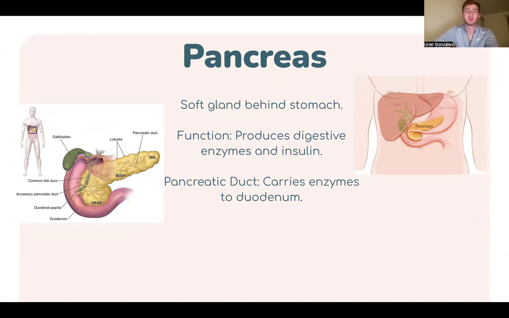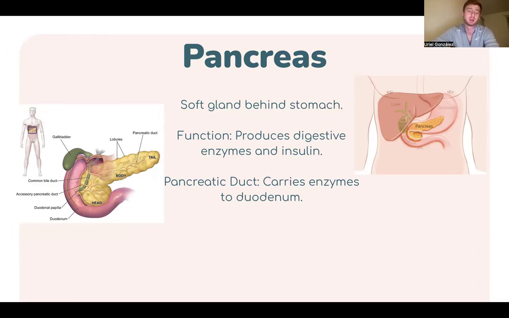Then we have the pancreas. Behind the stomach, it's pancreas, or páncreas, it sounds literally the same. It's long and flat and plays a key role in both digestion and blood sugar regulation. It produces digestive enzymes that go into the duodenum through the pancreatic duct and also hormones like insulin that regulate the blood sugar.